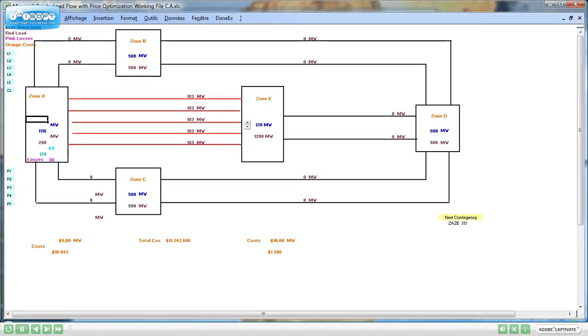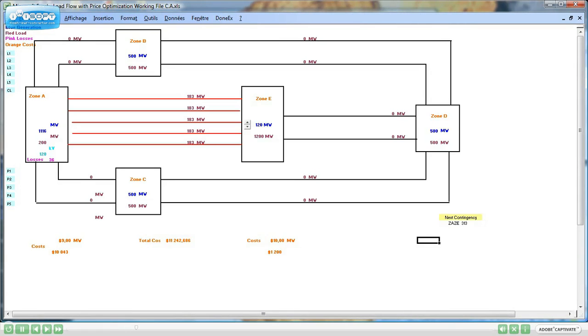Our next simulator is load flow with price optimization. The objective of the simulator is to predetermine the overload. The user's task is to control the power flow on a small grid system by redispatching the generation from one zone to others, while avoiding overload. The catch is to do it at the best possible price.